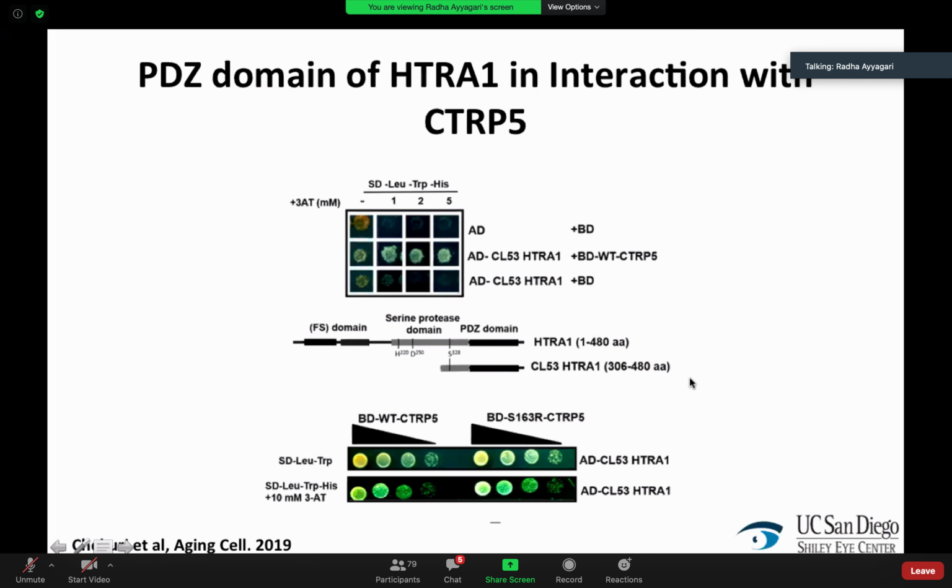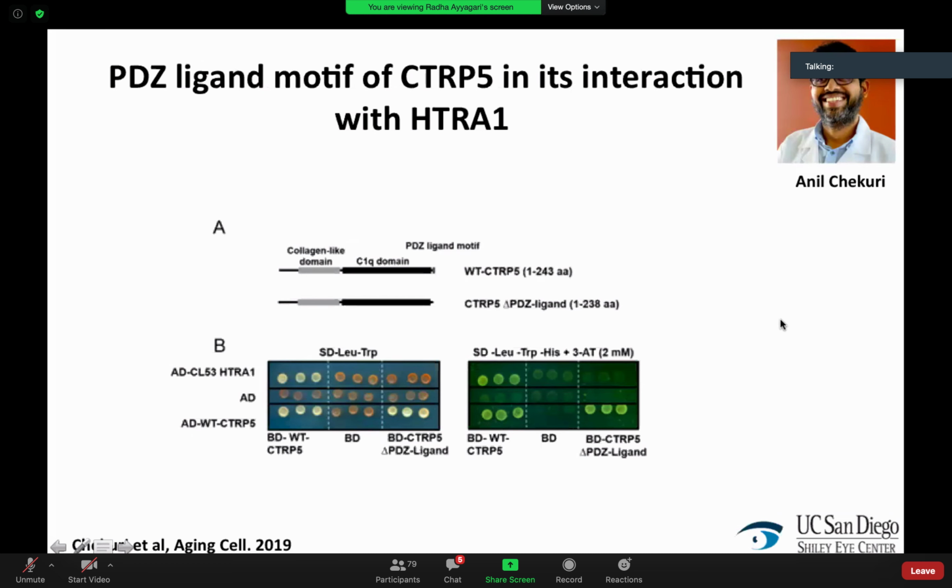To test this, we generated constructs: an HTRA1 full-length construct, and an HTRA1 construct with just the PDZ domain and part of the serine protease domain. Here I'm showing the interaction between CTRP5 and the HTRA1 PDZ domain region. You can see the interaction, suggesting that it is through the PDZ domain, and the PDZ domain itself is sufficient for this interaction. Both the wild type and mutant CTRP5 interact with HTRA1, with no difference between them.